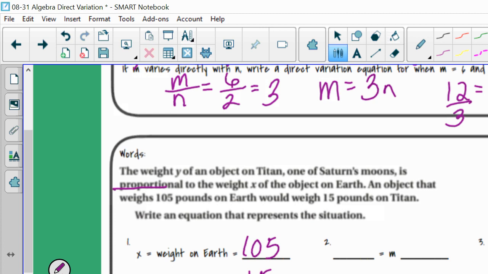In other words, the weight on Titan depends on the weight on Earth. Right? The weight on Titan depends on that. That's the only way we can figure it out because we live on Earth. So now I'm going to plug these into my equation. I want to actually find what my M value is. So we could just go back to Y over X. What's Y over X going to be?